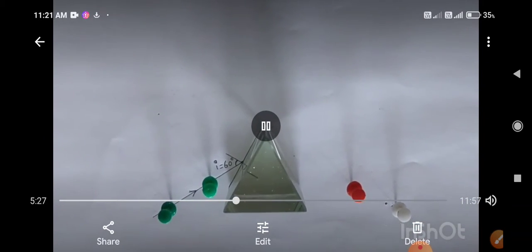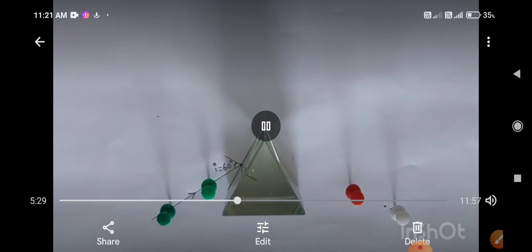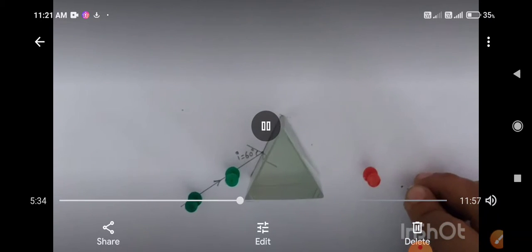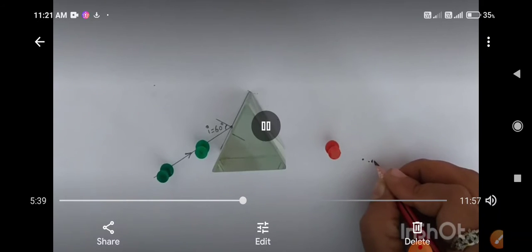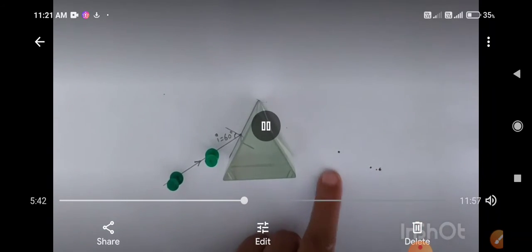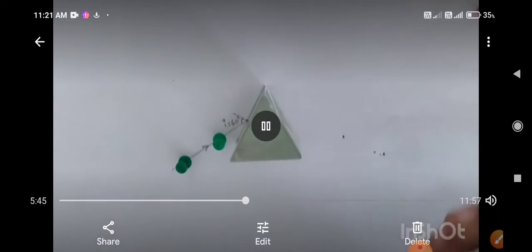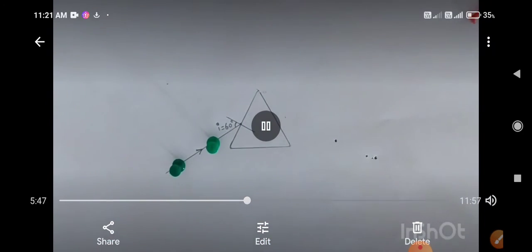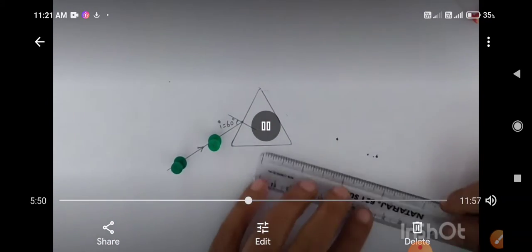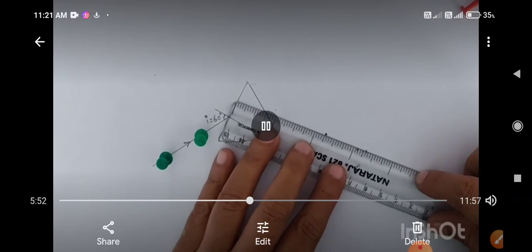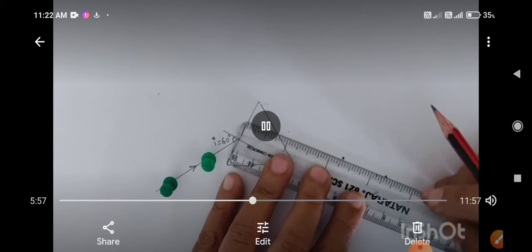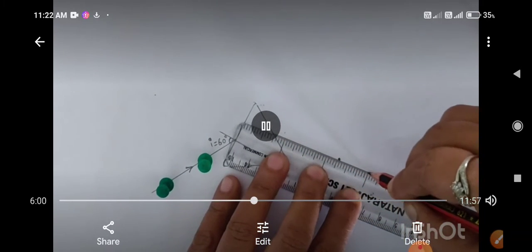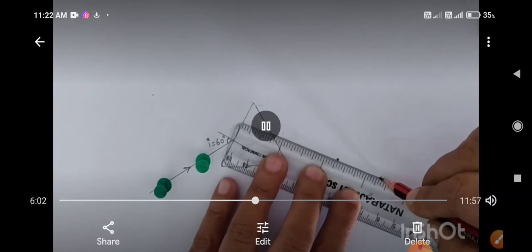Right. So all these are now in the same line. Okay. Now you just mark these two points where you placed the pins. So I mark here one point and I mark here also one point. Remove this prism and you just join these points, okay, in this way. See, in this way you have to join it.